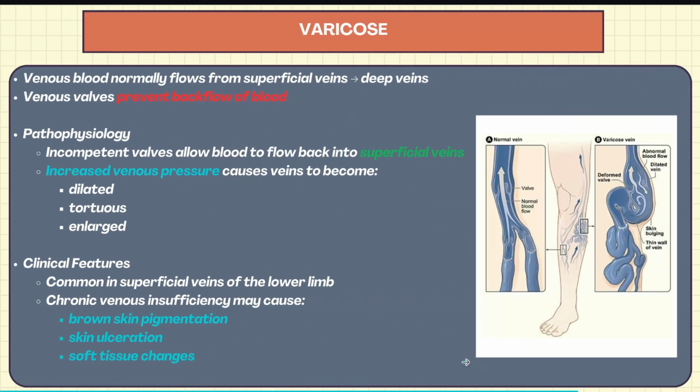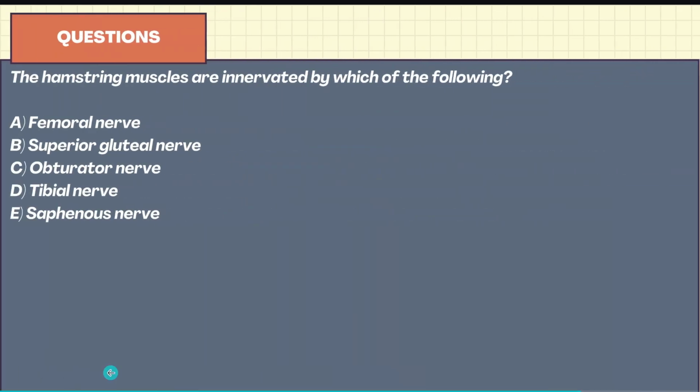Lastly, we're going to talk about varicose veins. Venous blood flows into the superficial veins, and the venous valves prevent backflow. The reason is that the veins in the foot and the leg are very low down, so blood can easily get stuck down here. That's why you have valves to prevent backflow. However, if the valves are not working, blood starts flowing back into the superficial veins. Remember this, superficial veins. This increases venous pressure and causes the veins to become dilated, tortuous, and enlarged. Some clinical features are brown skin pigmentation, skin ulceration, and skin softening changes. Now let's do questions.